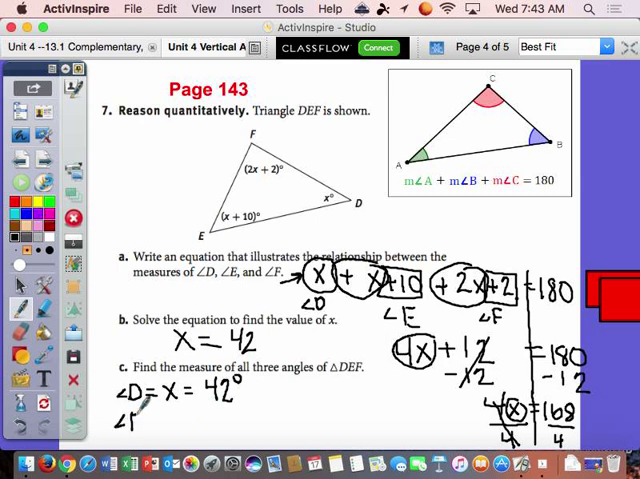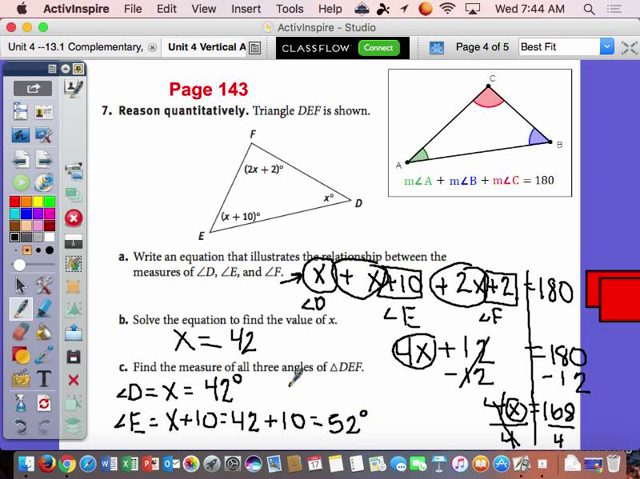Angle E is what? X plus 10. Well, what is X? 42. So this is 42 plus 10, and that gives you what? 52. So this is going to be 52 degrees.